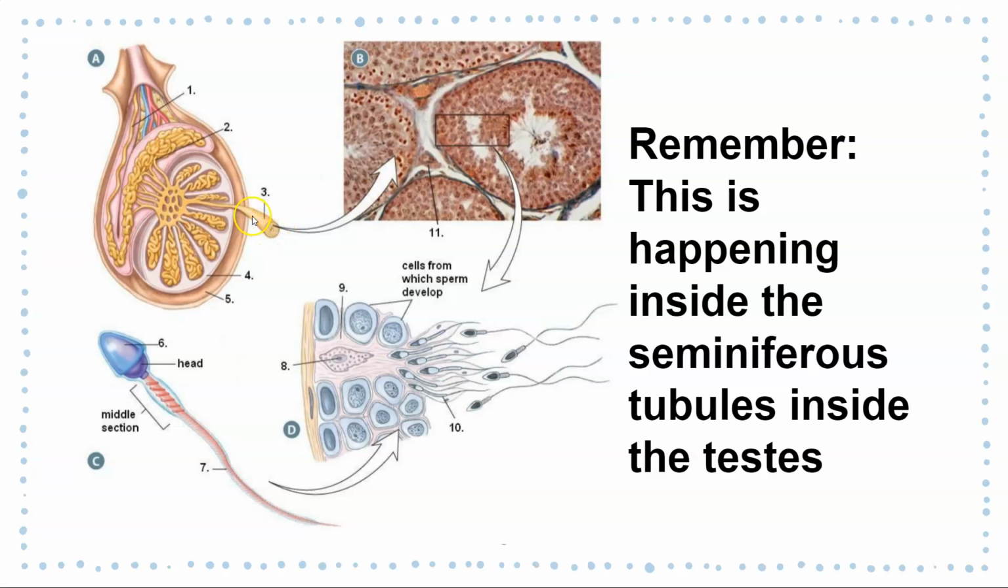And once in the center, they can travel through the tube, up through here, and into this section here, which is known as the epididymis. The epididymis allows them to mature, and when they're ready to leave, they go up and leave through the vas deferens.